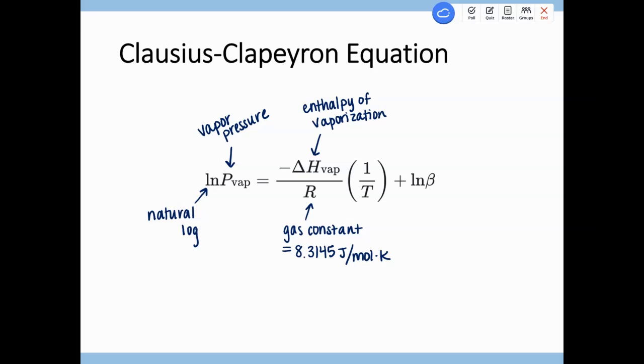That means for this equation to work, you need enthalpy of vaporization in joules per mole. Sometimes it's provided in kilojoules per mole, or joules per gram, or kilojoules per gram. So you just have to make sure that it's in joules per mole. Capital T is temperature. It must be in units of Kelvin because we're using Kelvin in the gas constant.